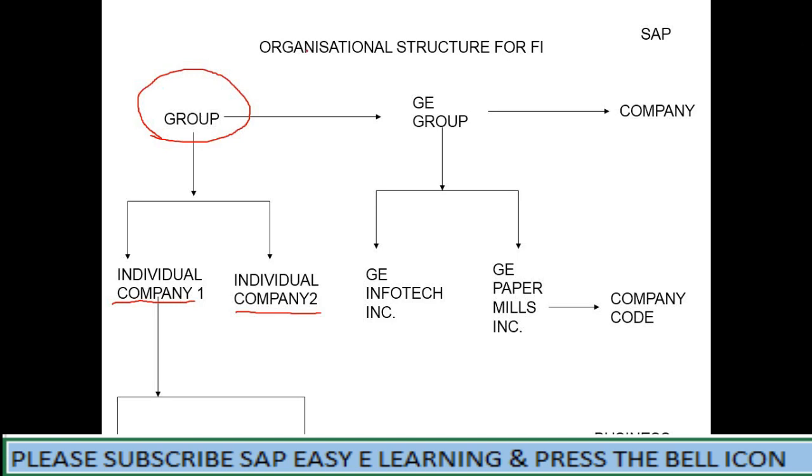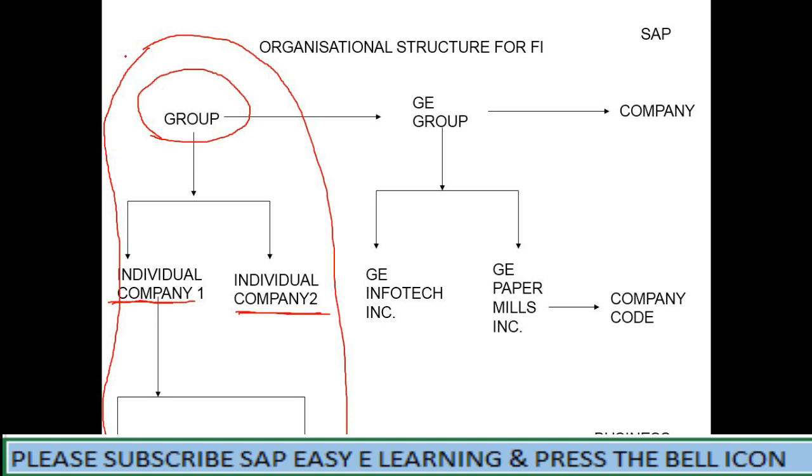Yeah, thank you. So group means it will have some number of individual companies. For example, individual company 1, individual company 2, individual company 3, individual company 4, and so on. So a group can have any number of individual companies. So every individual company may be carrying on business in different geographical areas. Like for example, individual company 1 is carrying on business in Washington, California, New York. Then individual company 2 is also carrying on business in Washington, California, New York, New Jersey, Houston, etc. So this is the general enterprise structure for any company in the world for the purpose of preparing financial statements.